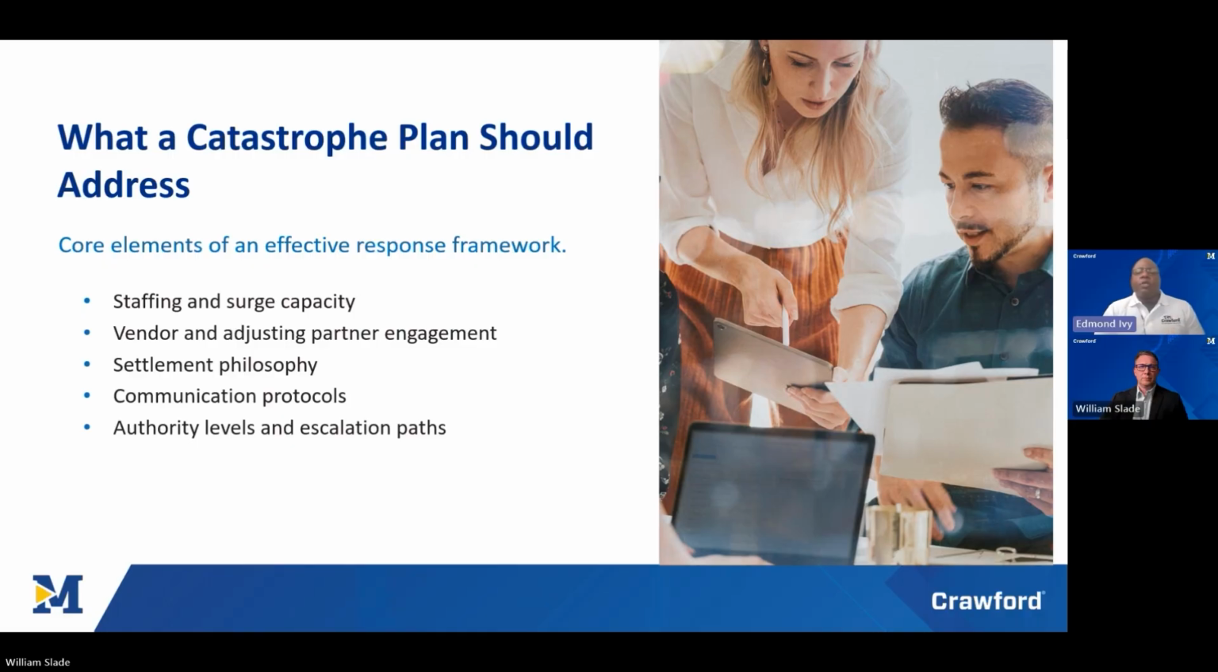And the reason why you want to have this CAT debrief, the value of this debrief, and we've seen it here at Crawford because we do it with our carrier partners, is because it asks and answers that fundamental competency of why you created the plan in the first place. Did our CAT plan work?